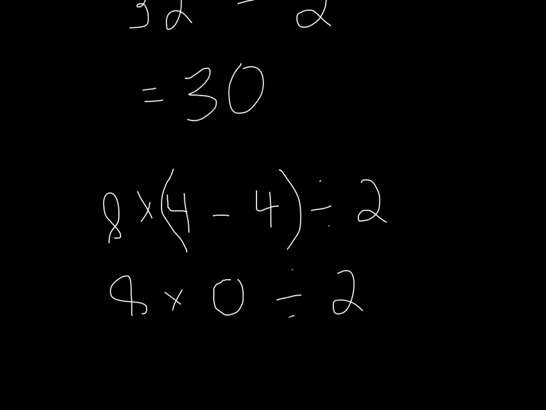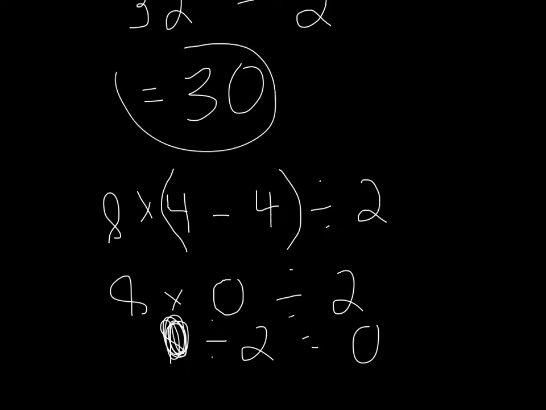Which one would I do first? According to PEMDAS, I have to do the multiplication first because it's from left to right. 8 times 0, 0. 0 divided by 2, 0. So it really did change my operation completely. In one I got 30 and in the other one I got 0. So now you can see how parentheses can change your answer. That was the whole purpose of that.